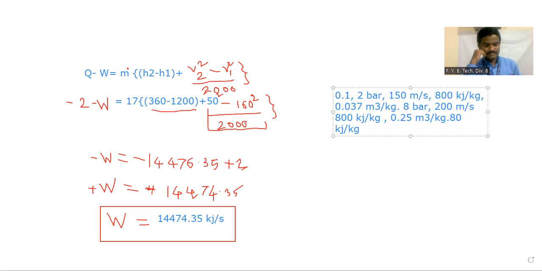Specific internal energy at the entrance, u1, is given as 800 kilojoule per kg. Specific volume v1 is also given as 0.037 meter cube per kg. Then pressure P2 is given as 8 bar, convert it into kilopascal. That is 800 kilopascal.